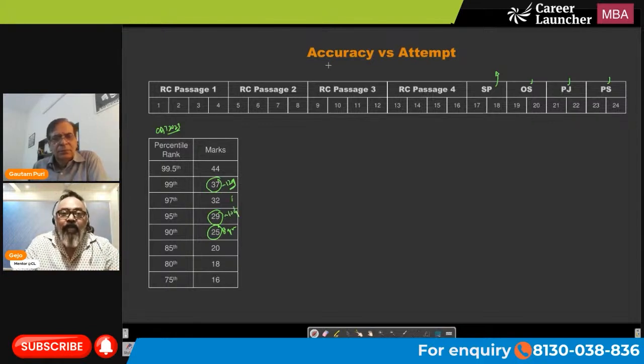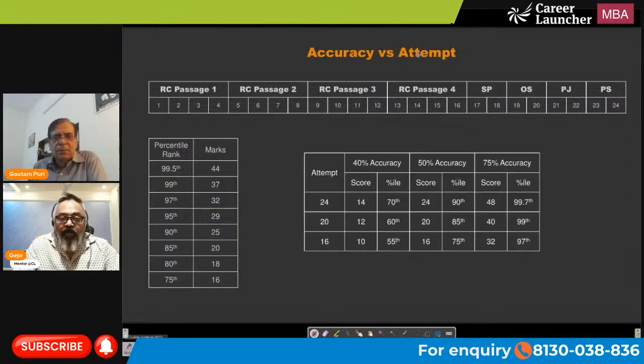The first is impact of accuracy versus attempt. Let me just put this data out. Let me explain this. So let's say this is the attempt. So you're attempting 16 questions, you're attempting 20 questions, you're attempting 24 questions. And let's say you got 40% accuracy, you got 50% accuracy, you got 75% accuracy.